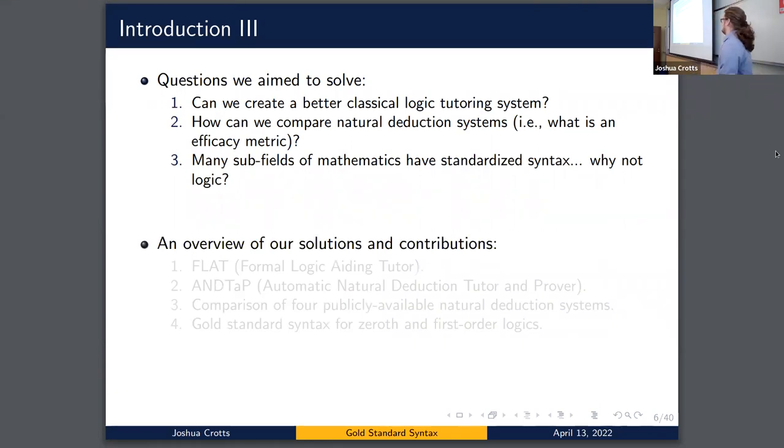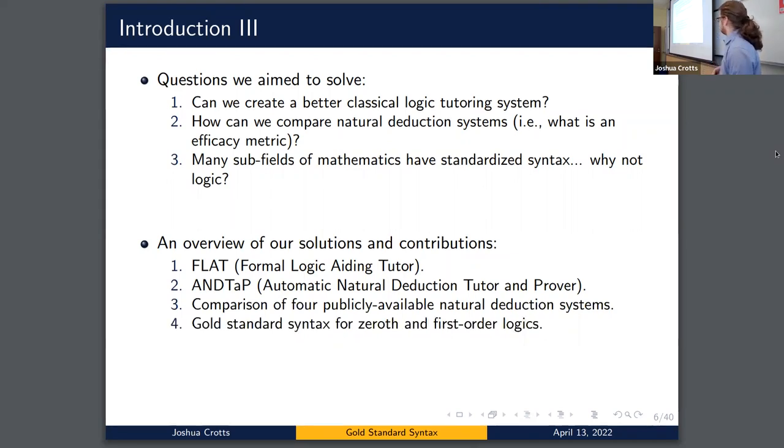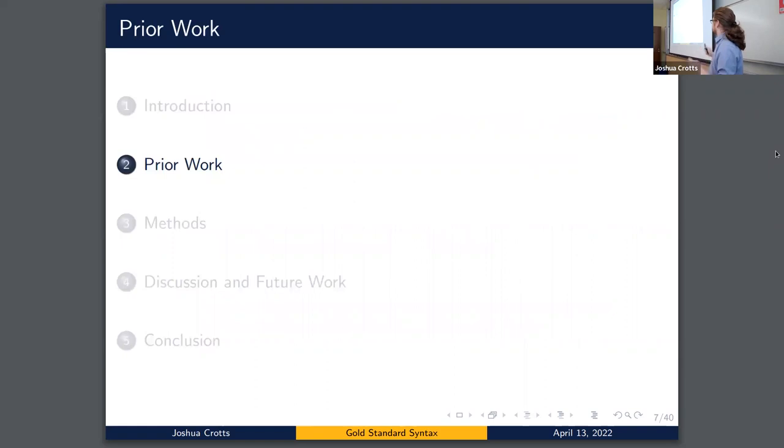All right, so a brief overview of what we did. We created FLAT, the formal logic aiding tutor. We also created ANTAP, the automatic natural deduction tutor and improver. FLAT is a desktop application, ANTAP is a web application. We compared four publicly available natural deduction systems. And lastly, we created a gold standard syntax for both 0th and 1st order logics.